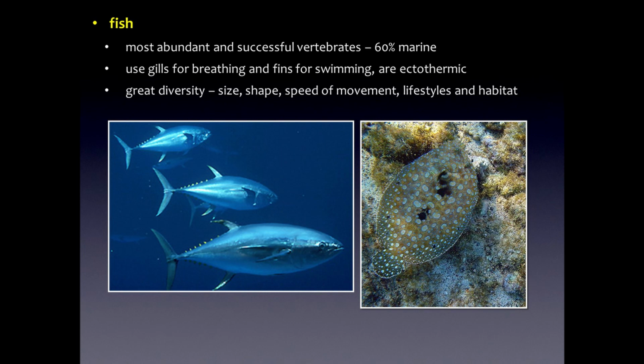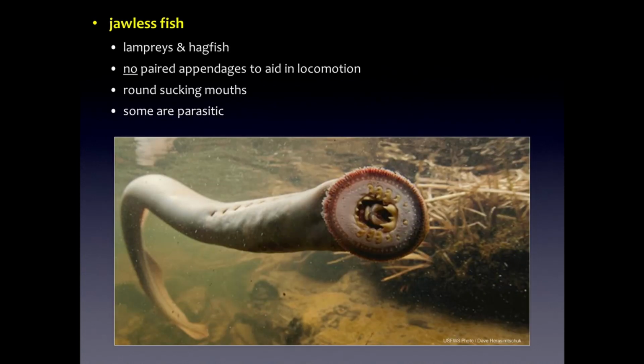They're all ectothermic, cold-blooded. We see a great diversity in the size of fish, the shape of fish, the way they move, their lifestyles, and the habitats. So they cover a wide range of living conditions and physical appearances. We'll first take a look at the group of fish known as jawless fish. Obviously they don't have jaws. This group includes such fish as lampreys and hagfish.